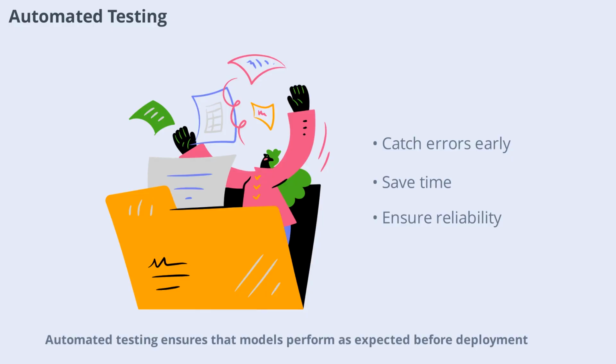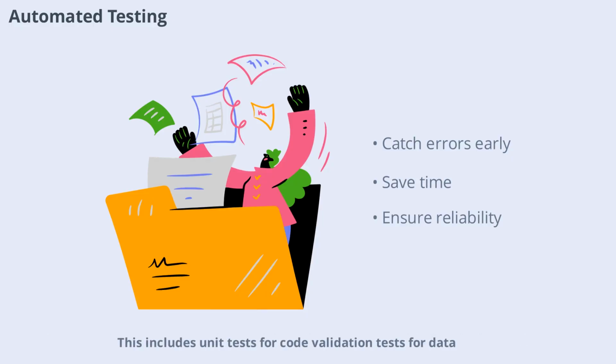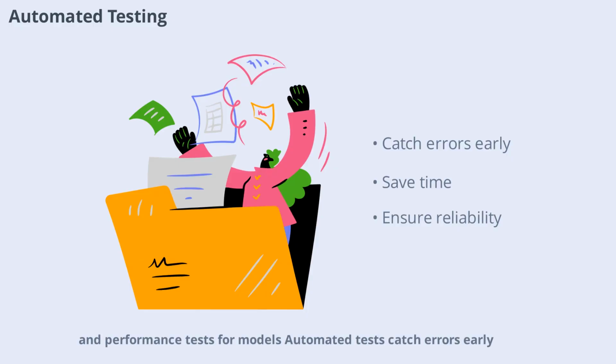Automated testing ensures that models perform as expected before deployment. This includes unit tests for code, validation tests for data, and performance tests for models. Automated tests catch errors early, saving time and preventing costly mistakes in production. They are a critical safeguard in the MLOps workflow.